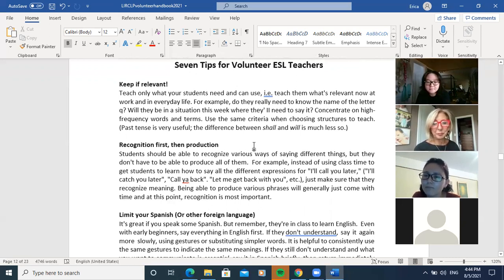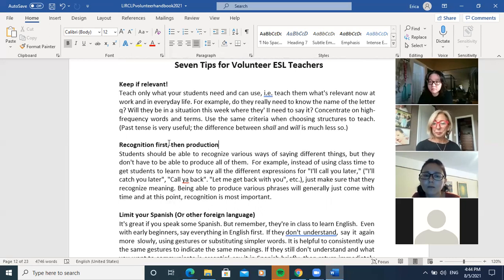So think of when babies, before they're able to talk, they can understand a lot of language. So we're the same way as language learners. We're able to recognize a lot before we're able to produce it. So that's why we want to give them lots and lots of input. In ESL, we call it input.